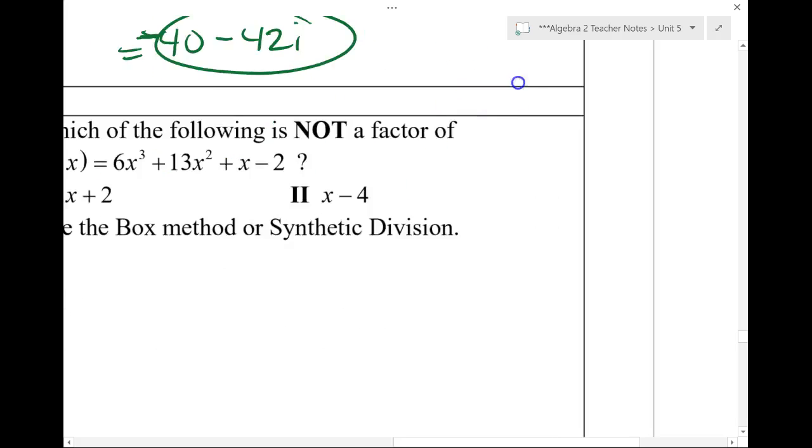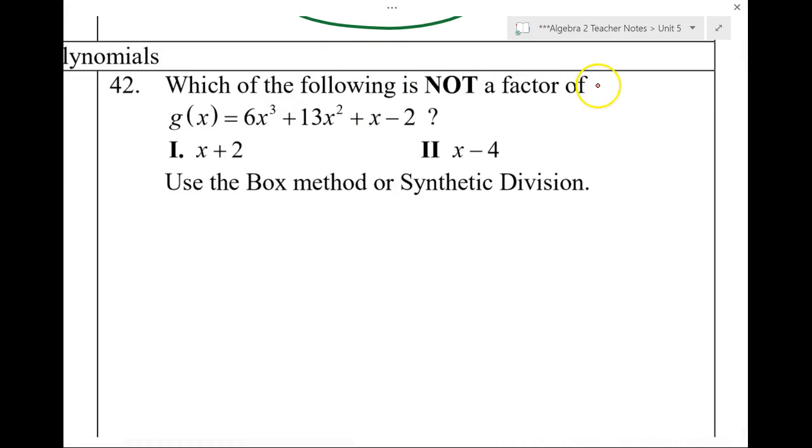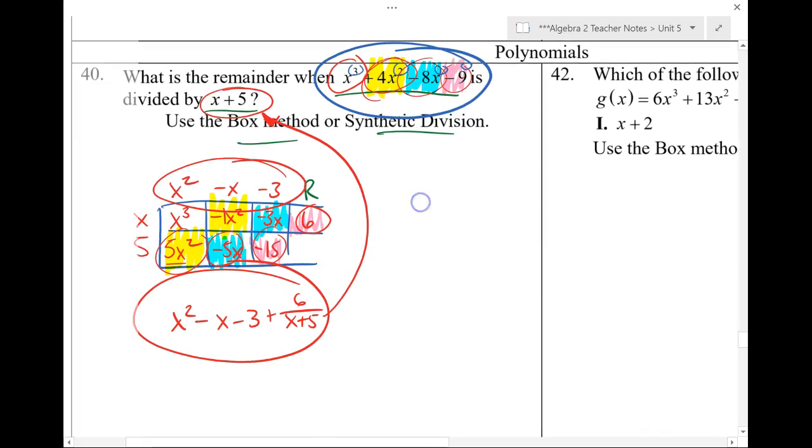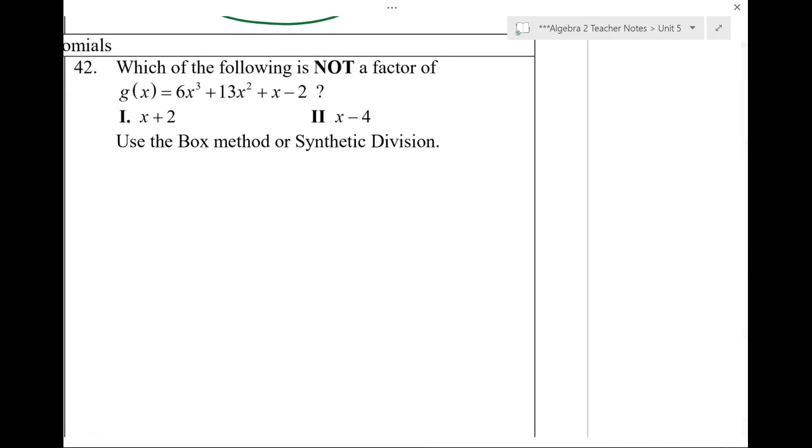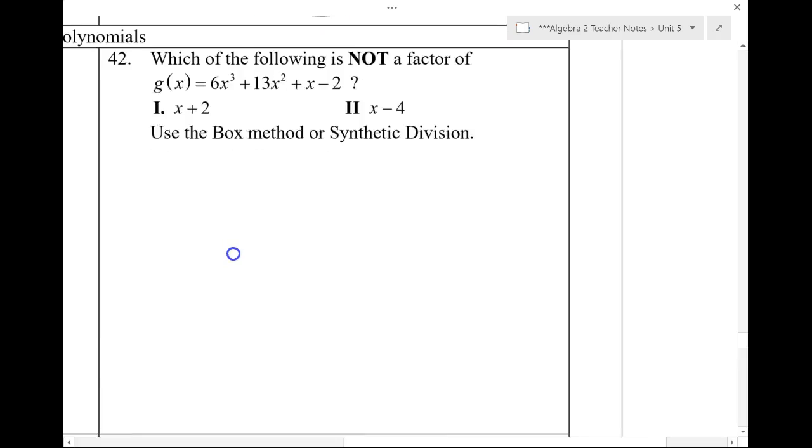Okay, now let's do this one. So which of the following is not a factor? Well, I'm going to have to use synthetic division, or the box method, and figure out which of these has a remainder, because the one that has a remainder does not go into it evenly. So for instance, if I asked you that same question over here, is x plus 5 a factor of this one? You'd say no, because there's actually a remainder. If the remainder was 0, you'd say, oh yeah, for sure, that is a factor. So now, which is not a factor, so let's do synthetic division.